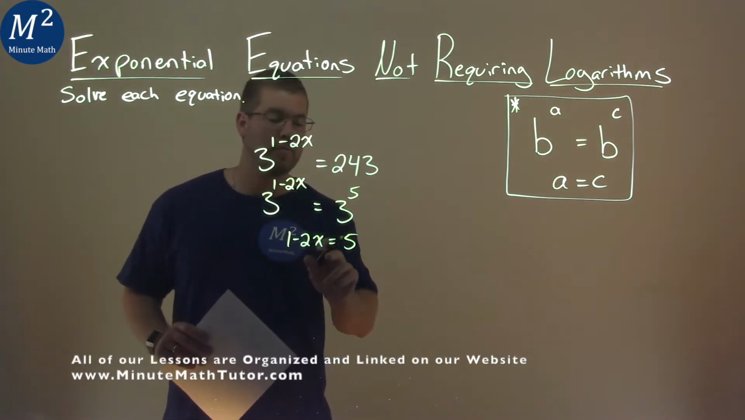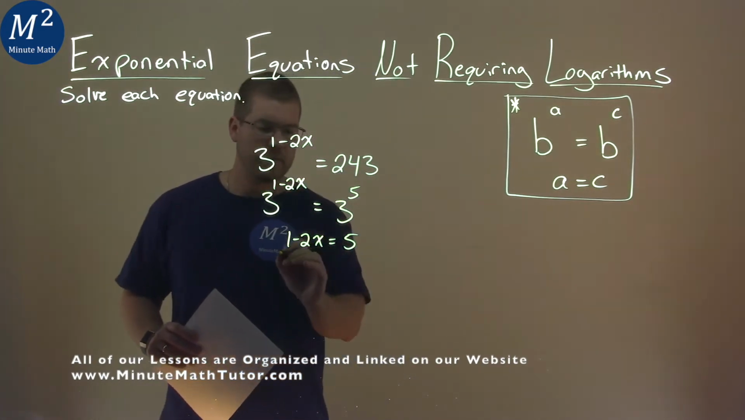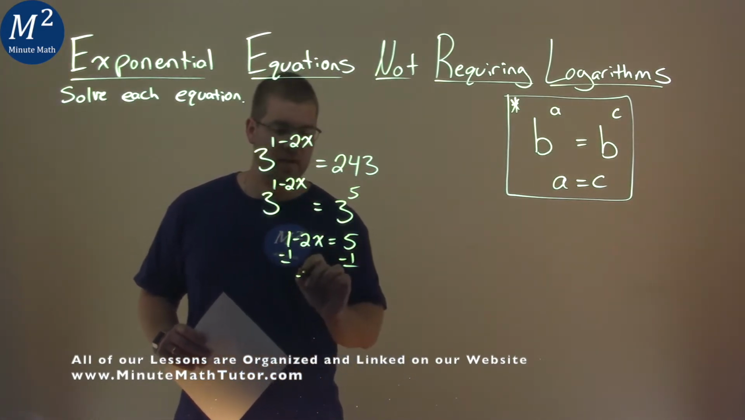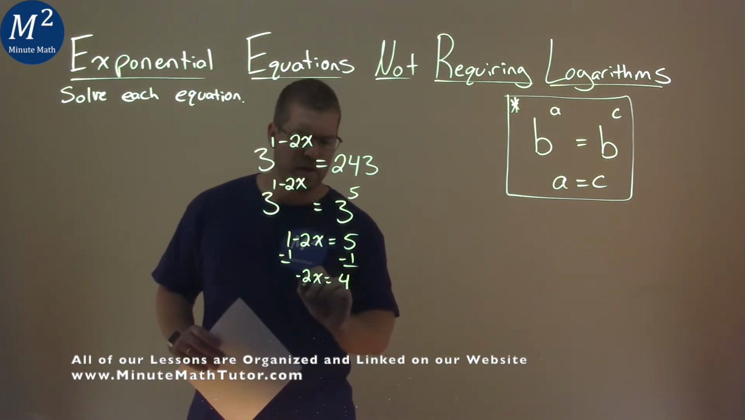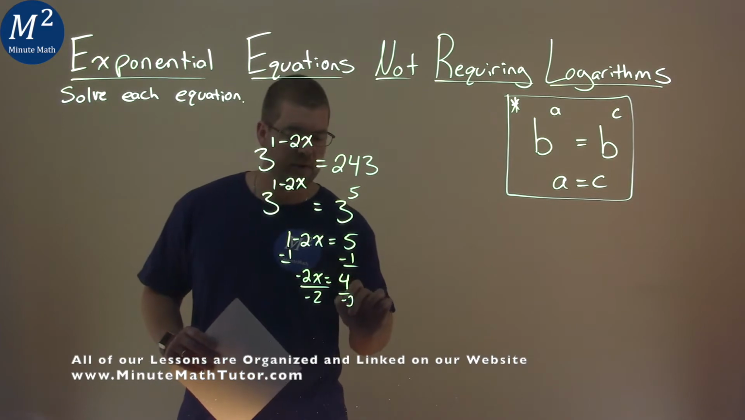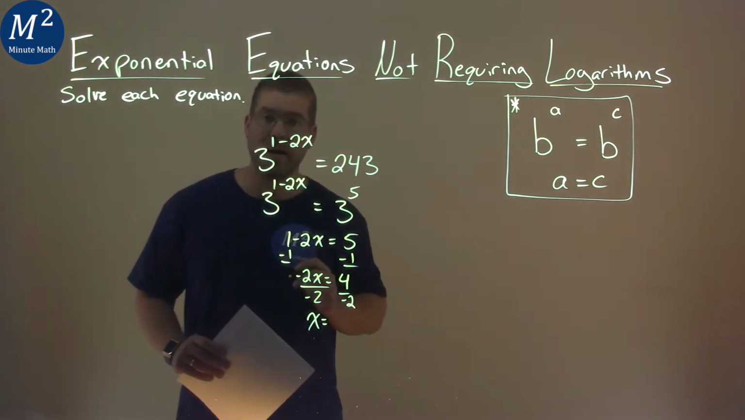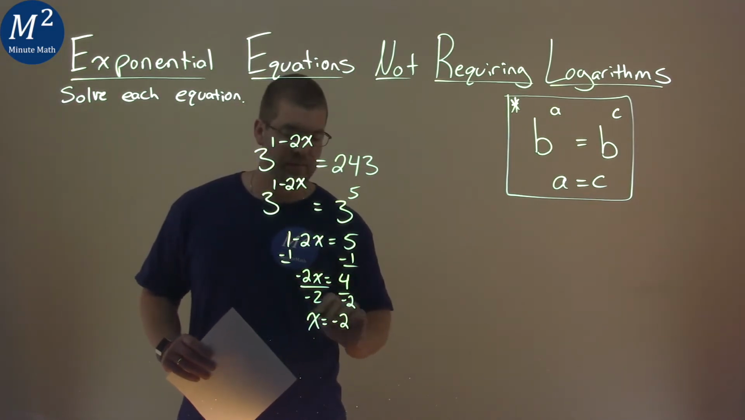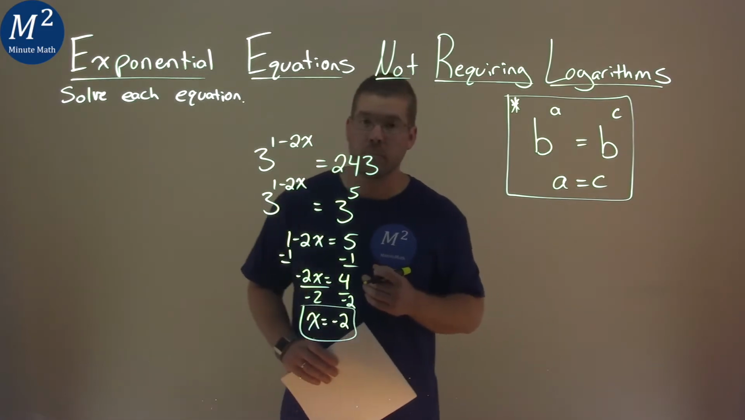So I have 1 minus 2x equals 5, and let's solve for x here. Well, I'm going to subtract 1 from both sides here, and I have negative 2x equals 5 minus 1, 4. Divide both sides by negative 2, and not too shabby. x is completely by itself. 4 divided by negative 2 is negative 2. And so my final answer here is just x equals negative 2.